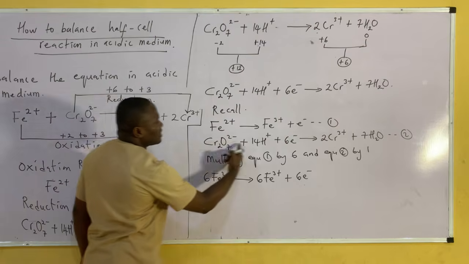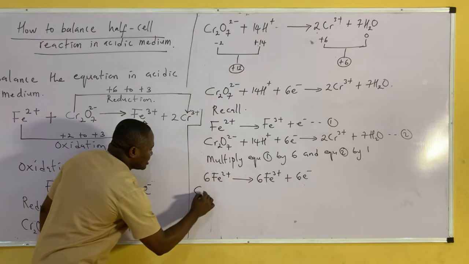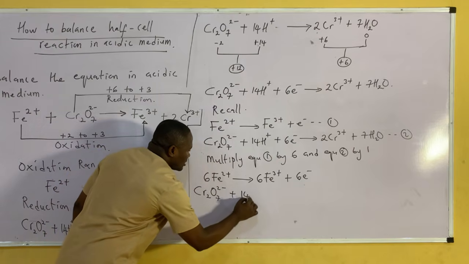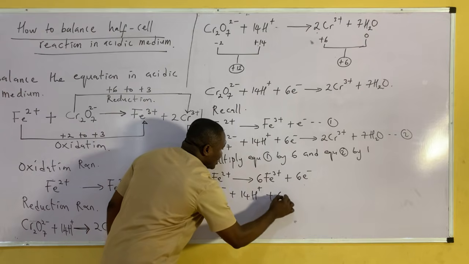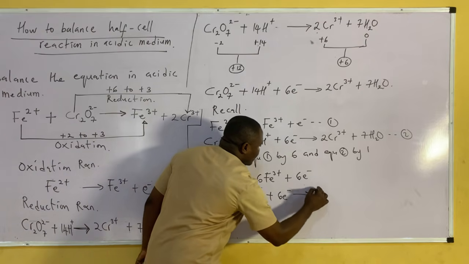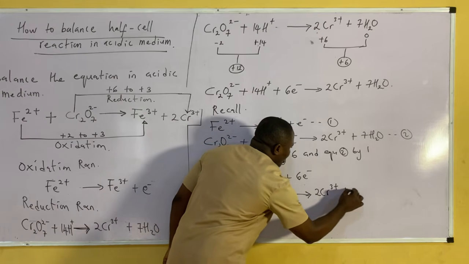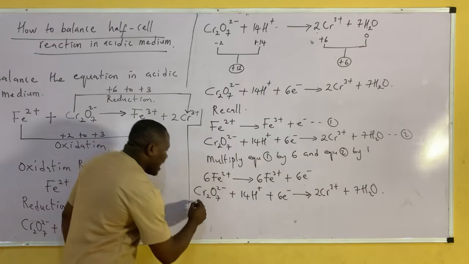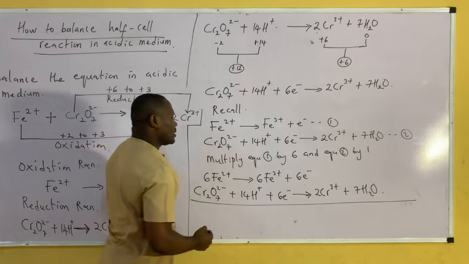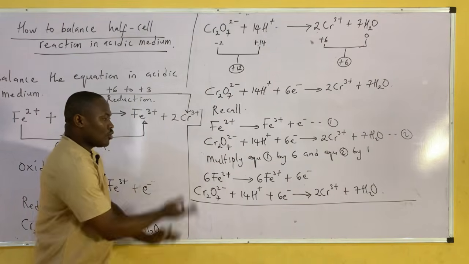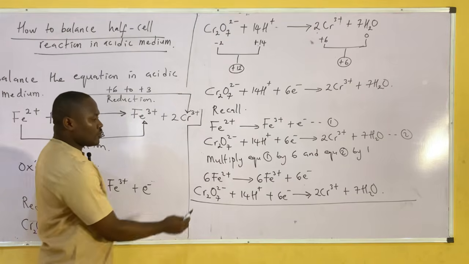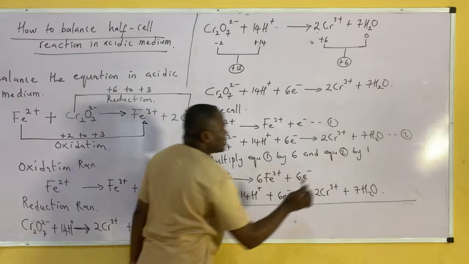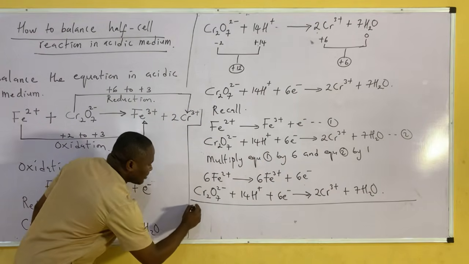What about everything here? I will use 1 to multiply everything here. I will now have just the same thing because nothing will change when multiplying by 1: Cr2O7 2- plus 14H+ plus 6e- to give us 2Cr3+ plus 7H2O. Now, since I have everything like this, I will add up equation 1 and 2 together. I will take everything at the reactant side together and everything at the product side together. So what are we going to be having?